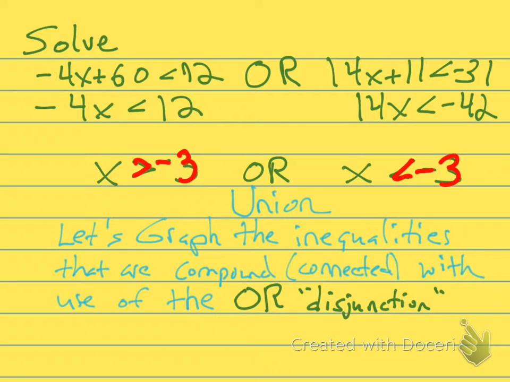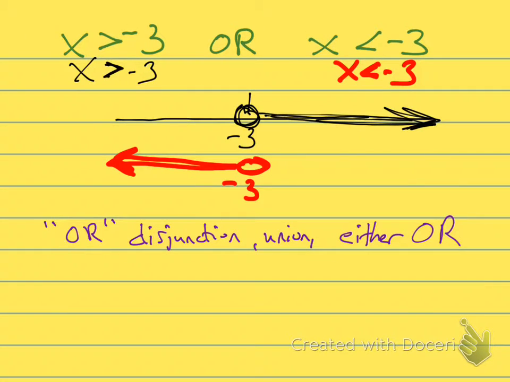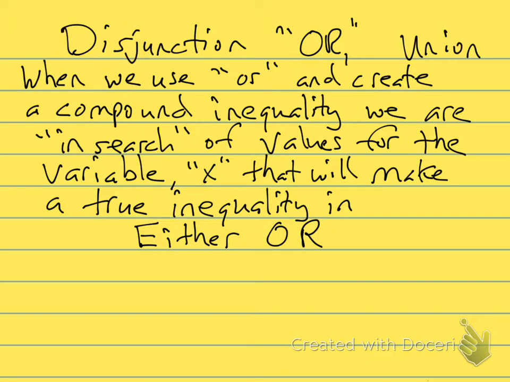Let's graph the inequalities and see what our graphs are going to look like. Here is my first inequality in black and my second inequality in red. And what we'll notice is that we have all x values to the right of -3 and all the x values to the left of -3. Please note that we're using an or in our compound inequality. This is read as the solution set for either one or the other.